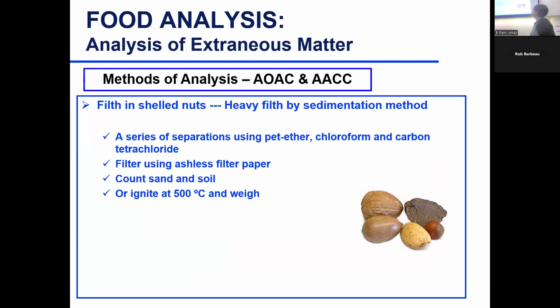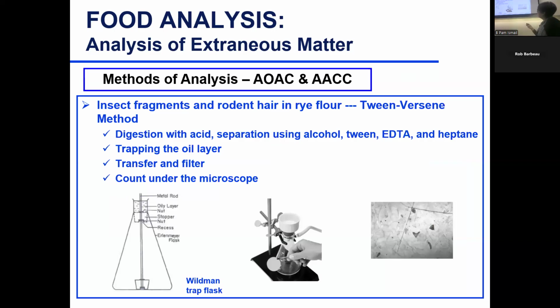This is an approved method to determine heavy filth in, let's say, nuts. So you use a series of reagents to separate the nut shells from anything heavy that would sediment. You filter, you ash, you can either count or you ash at high temperature and weigh, because everything that is heavy filth is inorganic. So you can do that ashing and determine. This is a common method, but it also involves multiple steps and separations.